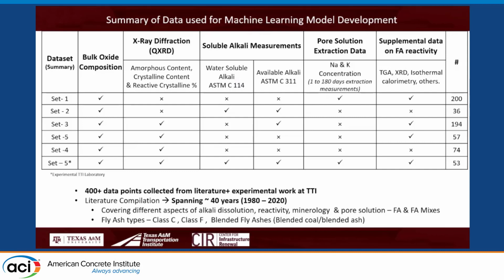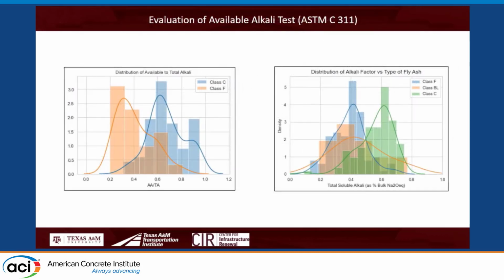and it took into account different aspects of alkali dissolution, like how the alkali is coming out from fly ash. What is the reactivity? What is the mineralogy? And what are its effects on pore solution? We looked at different types of fly ashes here: class C, class F, blended fly ash, and some of them I did not put here because the data was relatively low volume, like remediated and harvested ashes. So when we put together all the data and look through it, what we notice is this is actually a pretty good test.